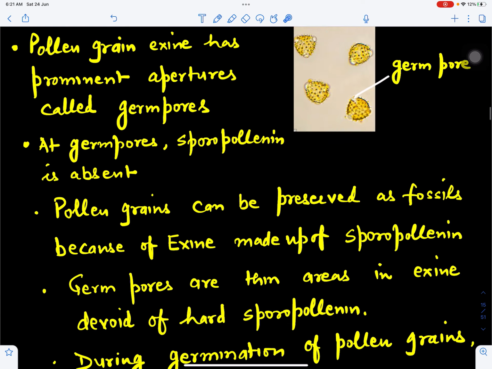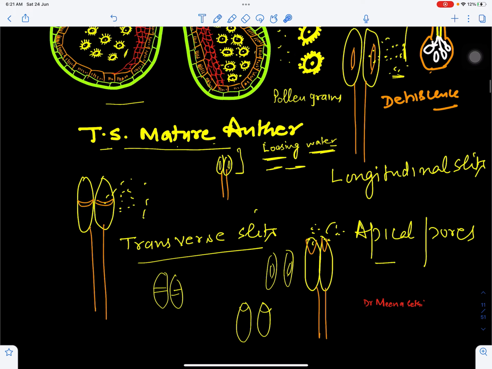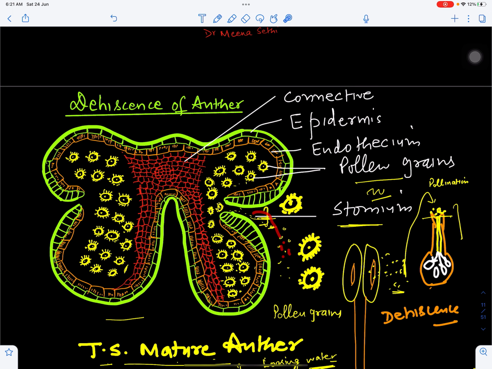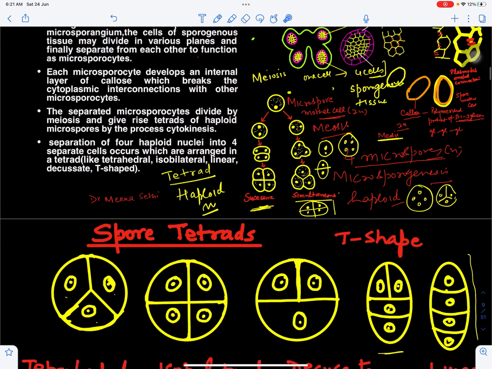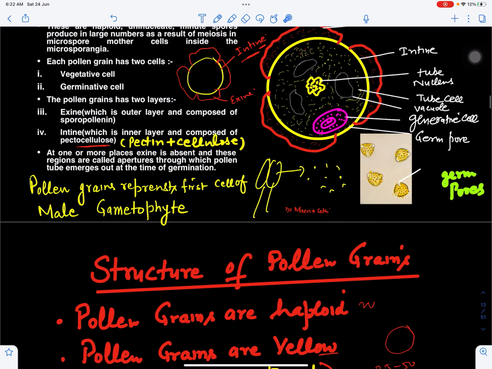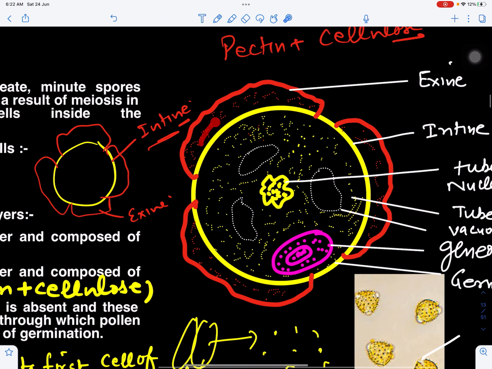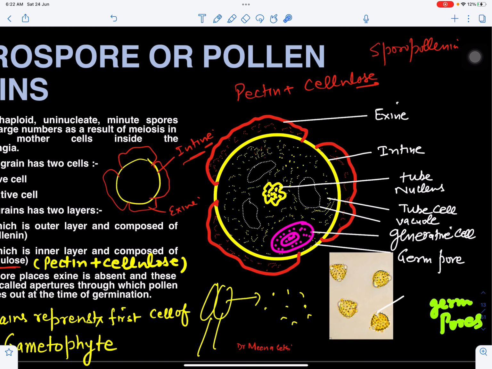Now, when pollen grains, we have seen here, the anther will open to liberate the pollen grains. So pollen grains are coming out. This is called dehiscence of the anther, and we have seen here the structure of the pollen grain. This outermost covering is exine. This is exine, and this is the intine. Exine is made up of sporopollenin. This is made up of pectin plus cellulose. This is cytoplasm, having tiny vacuoles inside, and this is the nucleus, which is tube nucleus, and this is the generative cell. This we'll discuss in the next slide. And this part is germ pore, which is a thin area where sporopollenin is absent, right?